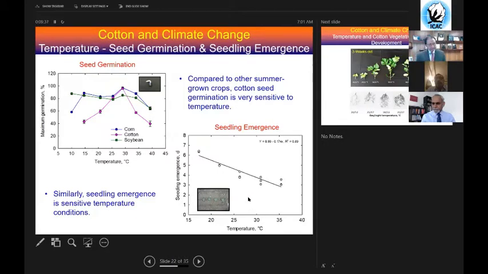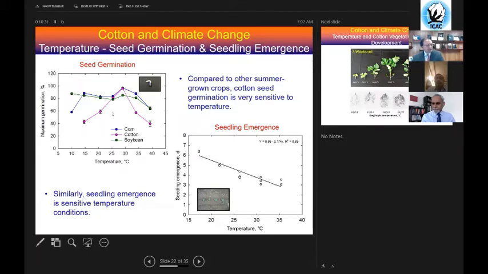So we looked at the gas exchanges, and then I wanted to show you some examples of growth and development as a function of environmental stresses. Here, I took a liberty of showing other crop species, seed germination. The pink line is cotton, the green is soybean, the blue line is corn, three of the major summer-grown crops here at Mississippi State. Cotton seed germination is very temperature sensitive. And then here we are looking at seedling emergence as a function of temperature. Seedling emergence also declines with increase in temperatures, and it means it takes more time at a low temperature compared to the elevated temperature conditions to a certain extent.